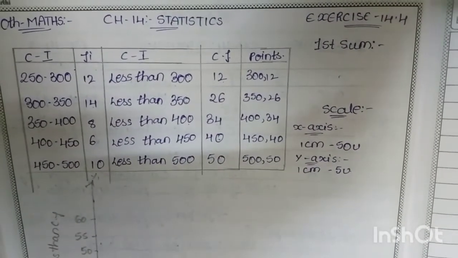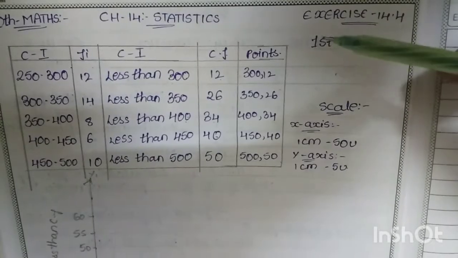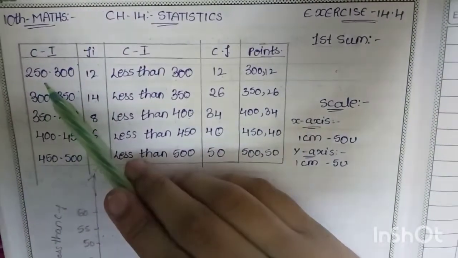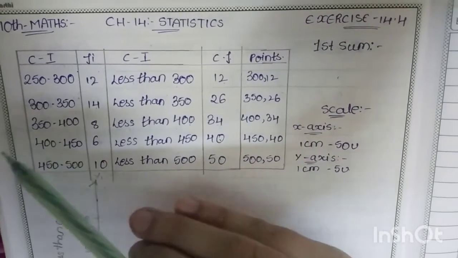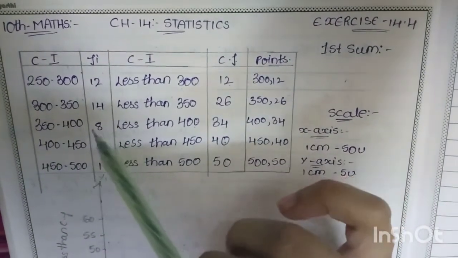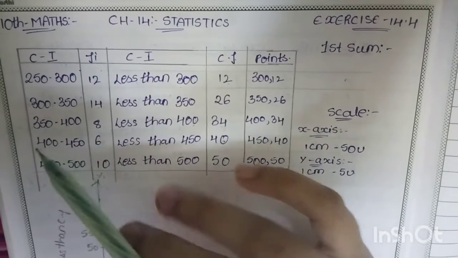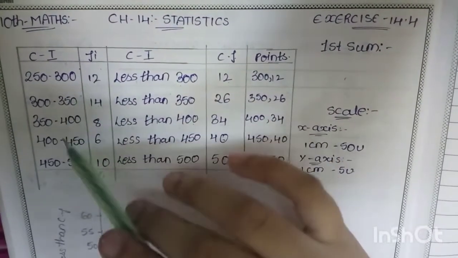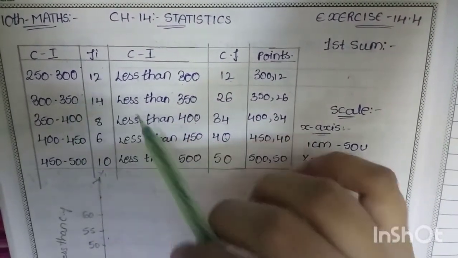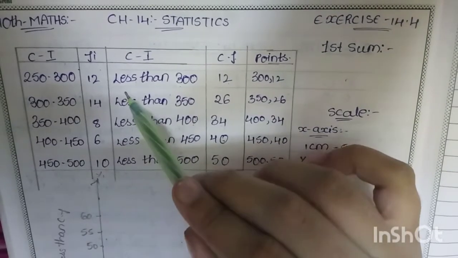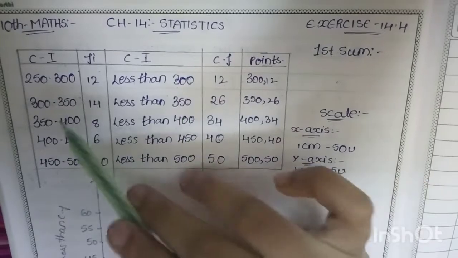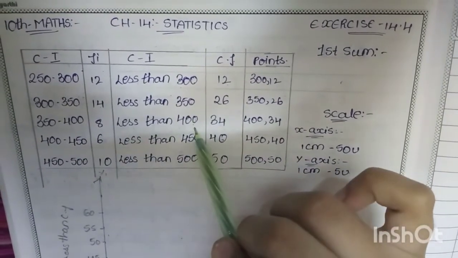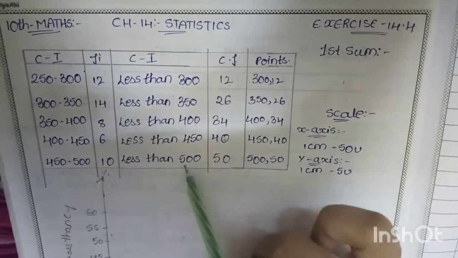So friends, I have copied the same question over here vertically. They have given us the class intervals and the frequency. Now we have to convert this into less than type. While converting it, we will be only considering the upper boundaries. So here I have written it in the way that is less than 300. Okay, next less than 350, less than 400, less than 450, less than 500.